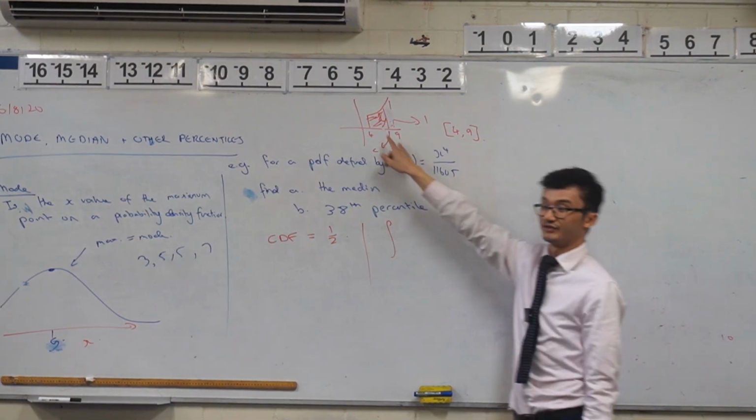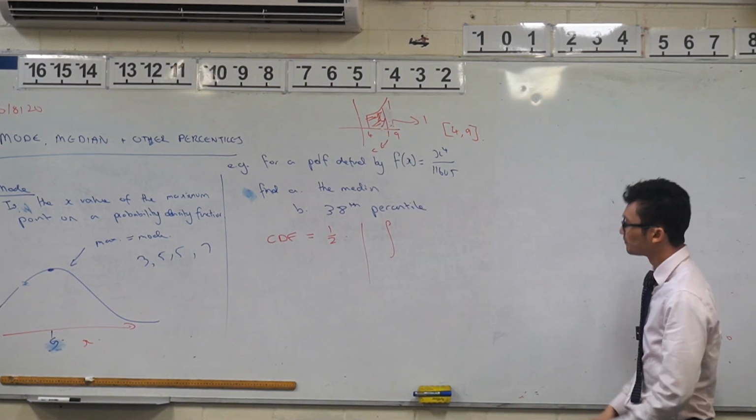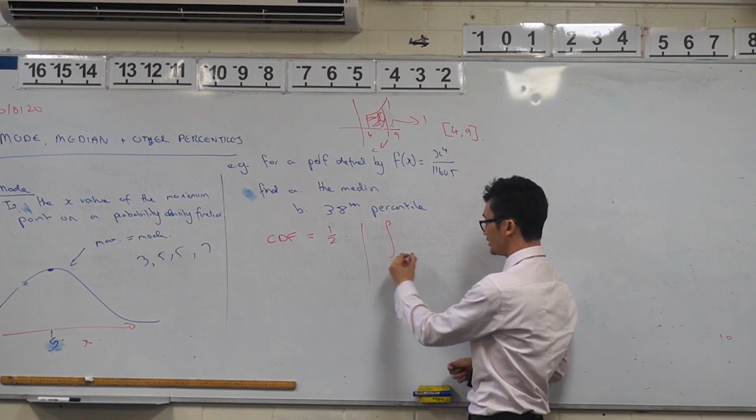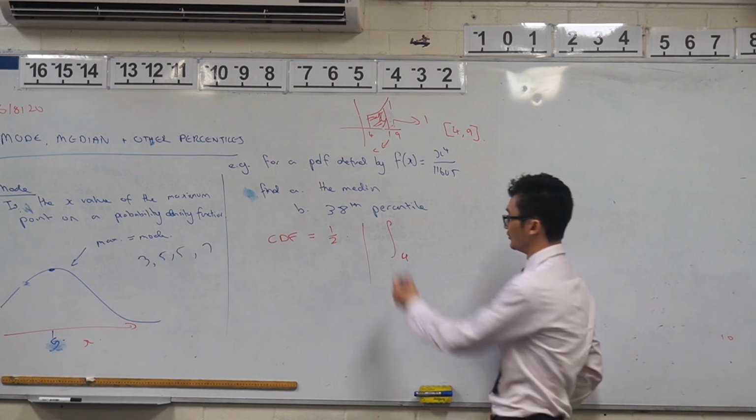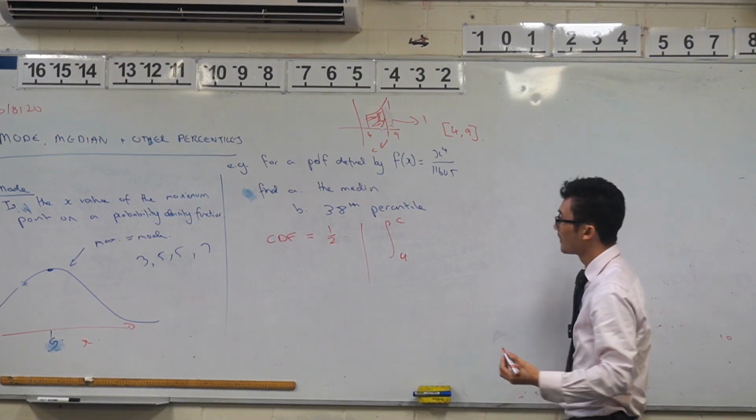It won't necessarily be the average of these two, particularly when you have functions like this. So what you can do though, is you can integrate from 4 up until some point. So you could choose like C as some number, right?